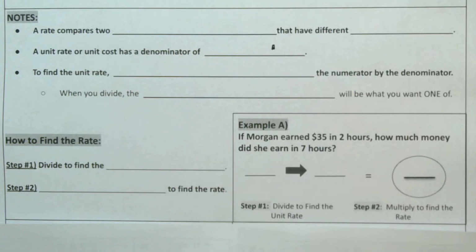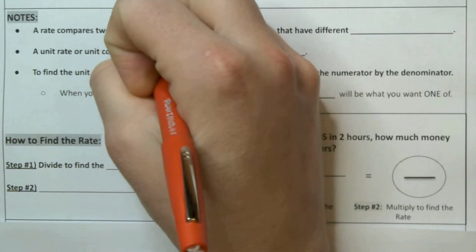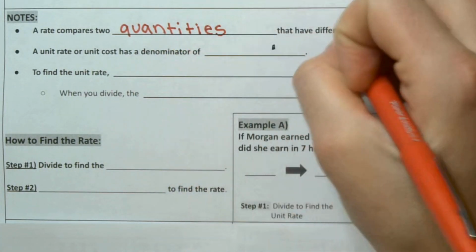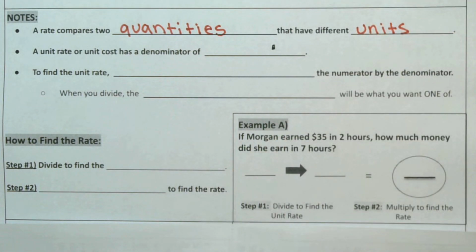As a reminder, this video will not go over every single problem, so please make sure to write what I write, keep up with the notes, and follow along with the examples so that when you are practicing on your own, you feel confident. Let's take a look at our first note. A rate compares two quantities that have different units. So an example could be miles and hours. 60 miles in 5 hours.